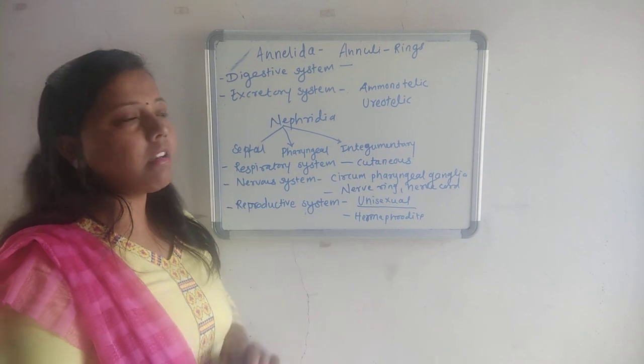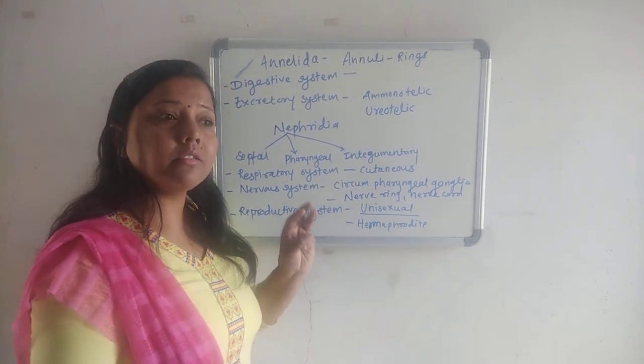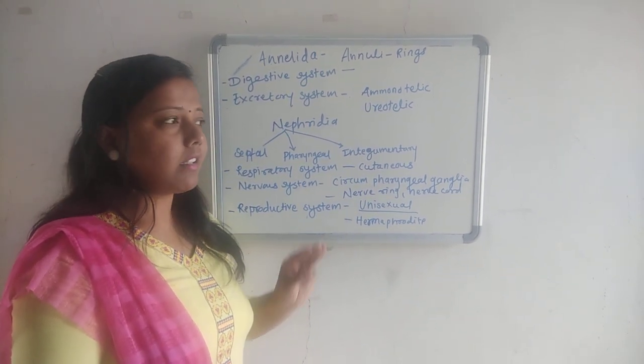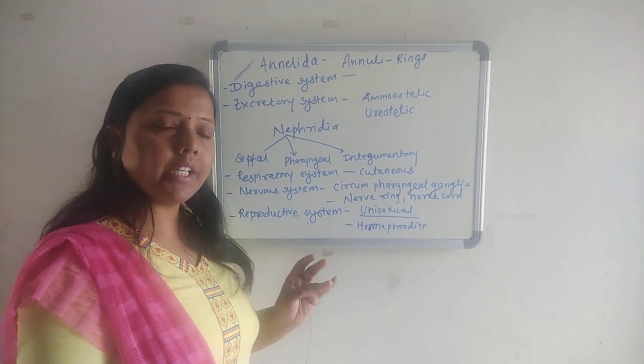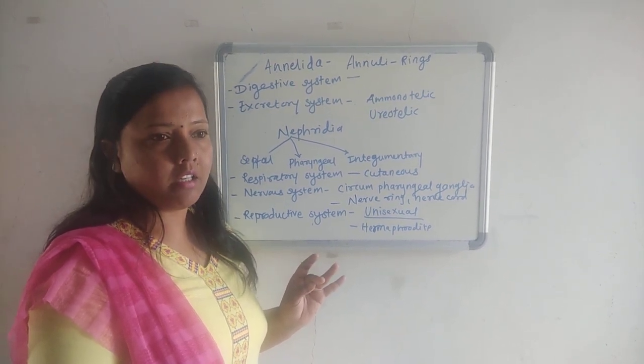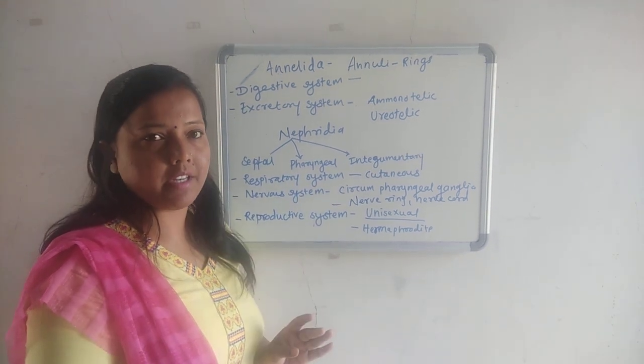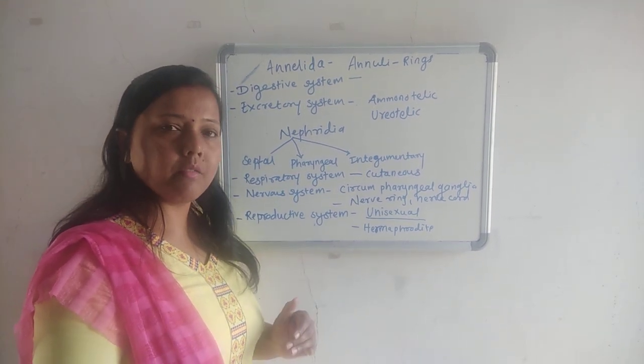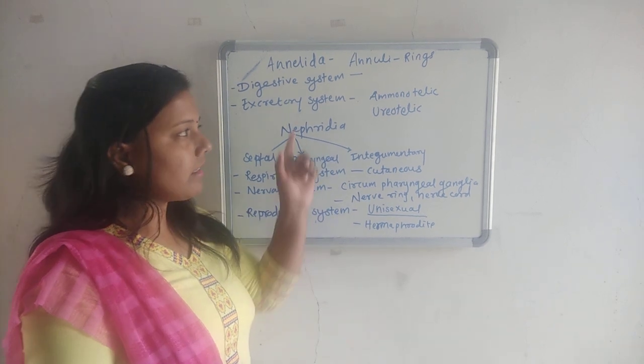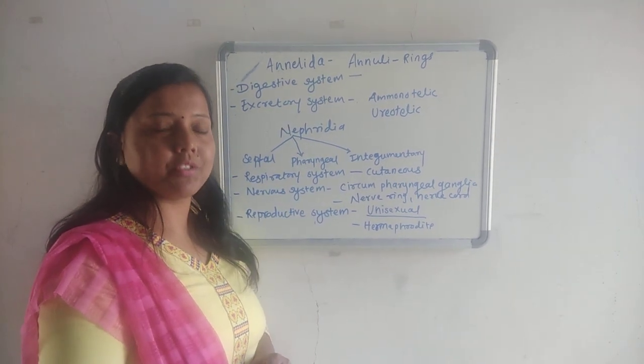This phylum Annelida is divided into three classes, that is Polychaeta, Oligochaeta and Hirudinea, and in these, different annelids are classified. So in this way, today we discussed the characteristics of phylum Annelida. So thank you friends.